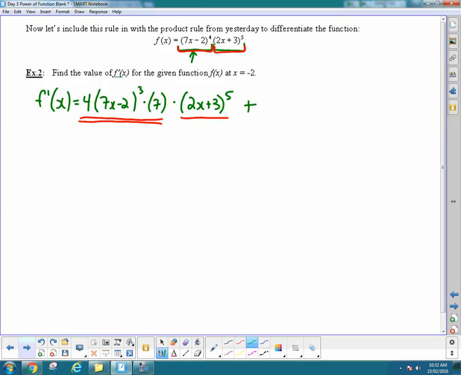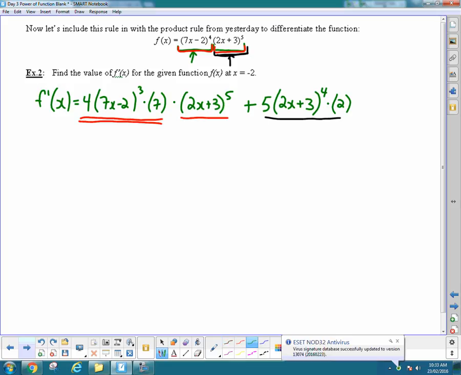Plus the second half is the derivative of the second times the first. So I have to do the derivative of the second, this guy. Again, I notice it's another power of a function rule. So it's being raised to the power of 5, so it's 5 something to the power of 4. That inside stays the same. Then I have to differentiate the inside, and the derivative of the inside is just 2. That's all the derivative of the second, times the first, and the first is as is. So 7x minus 2 to the power of 4.